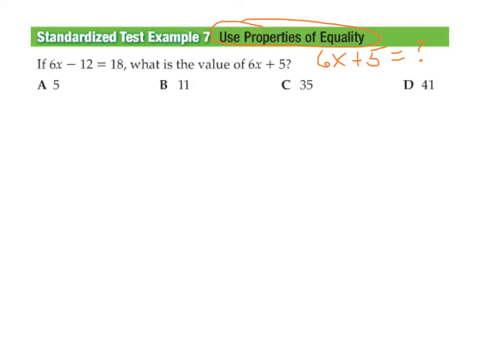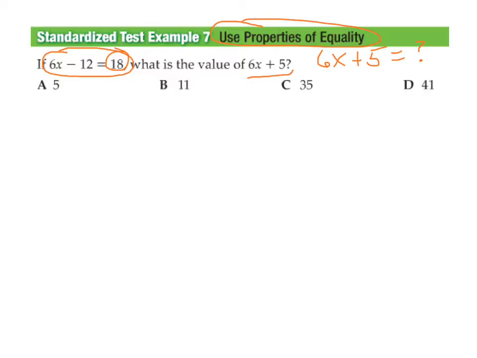So I want to think about this in terms of, can I make this equation that I have, the one that I know a final value for, 18, can I make it look like this one? Can I make 6x minus 12 equals 18 look like 6x plus 5?